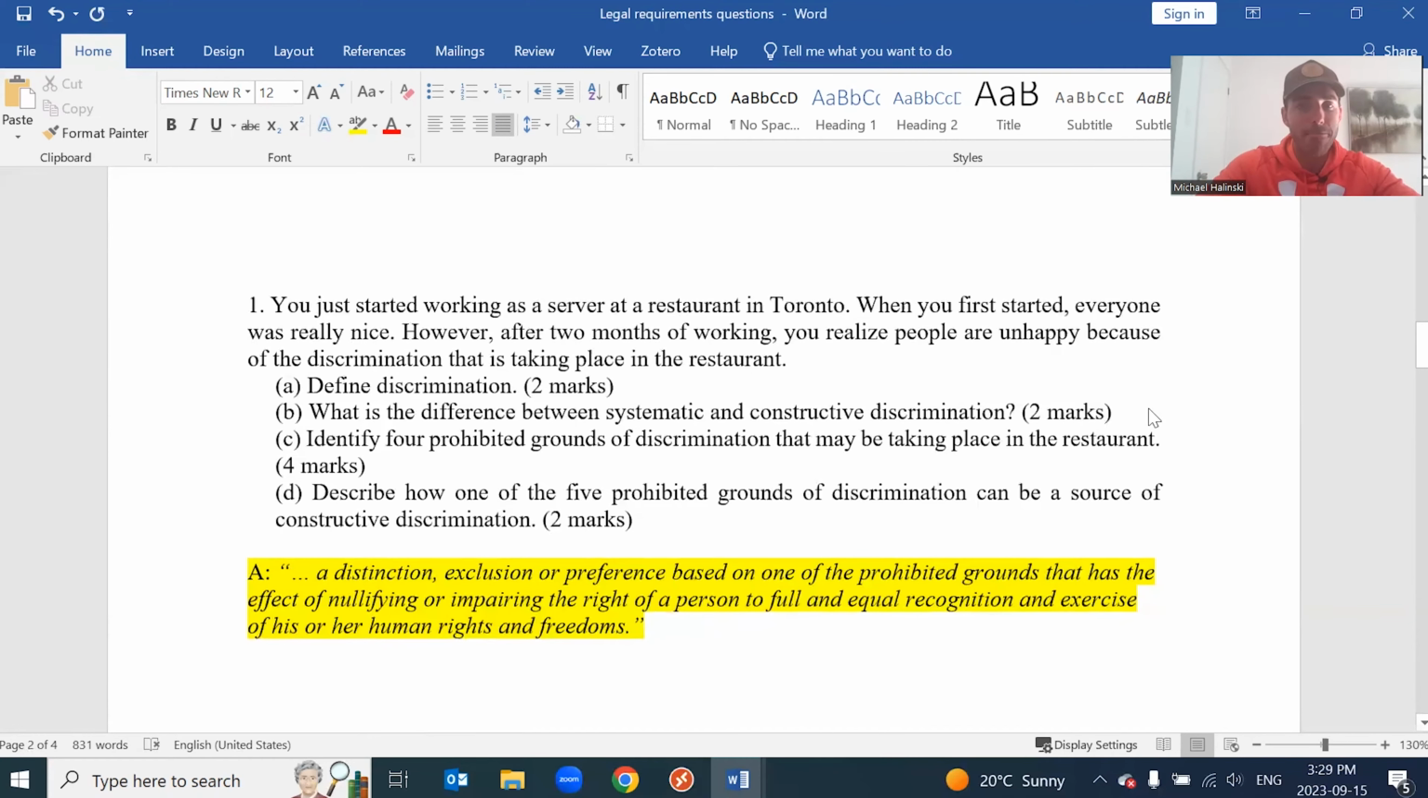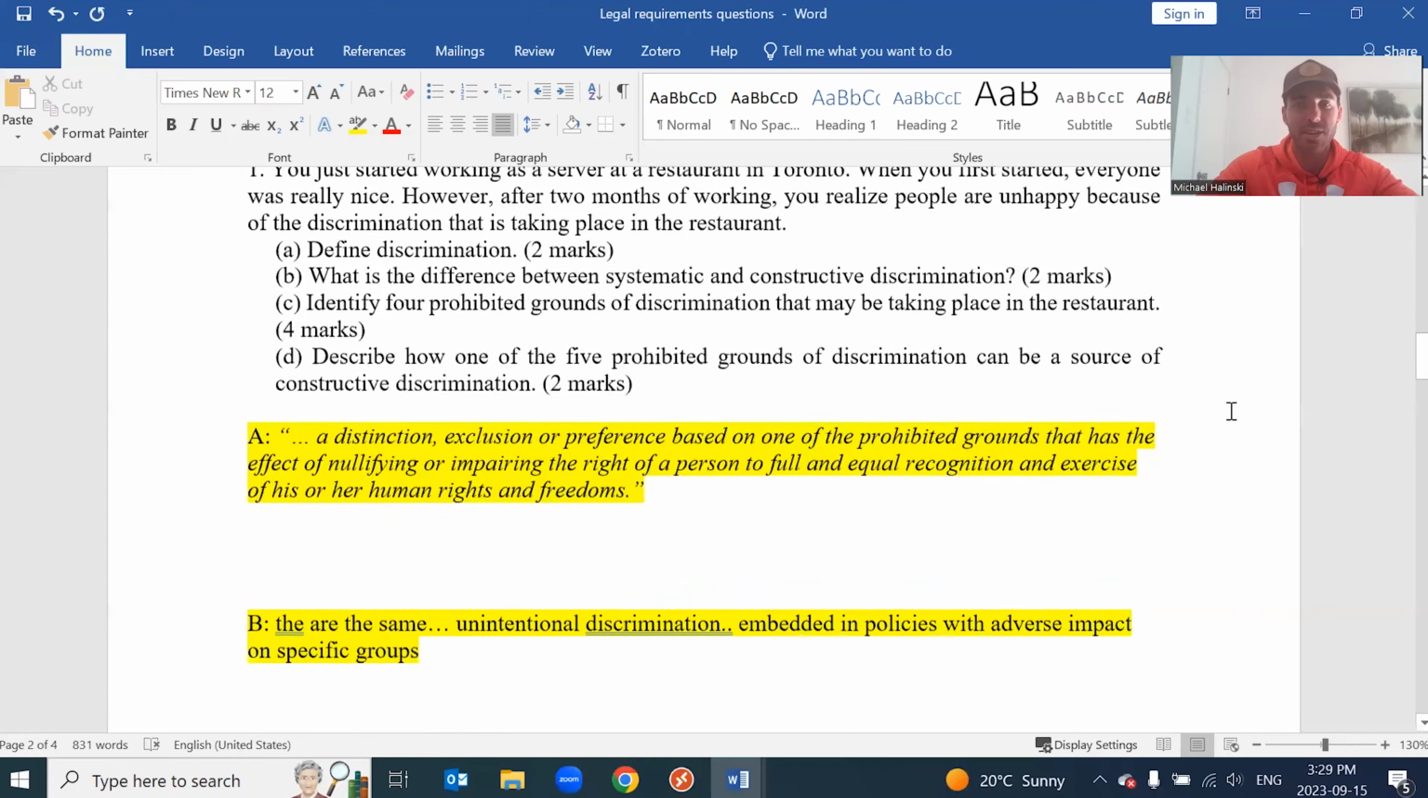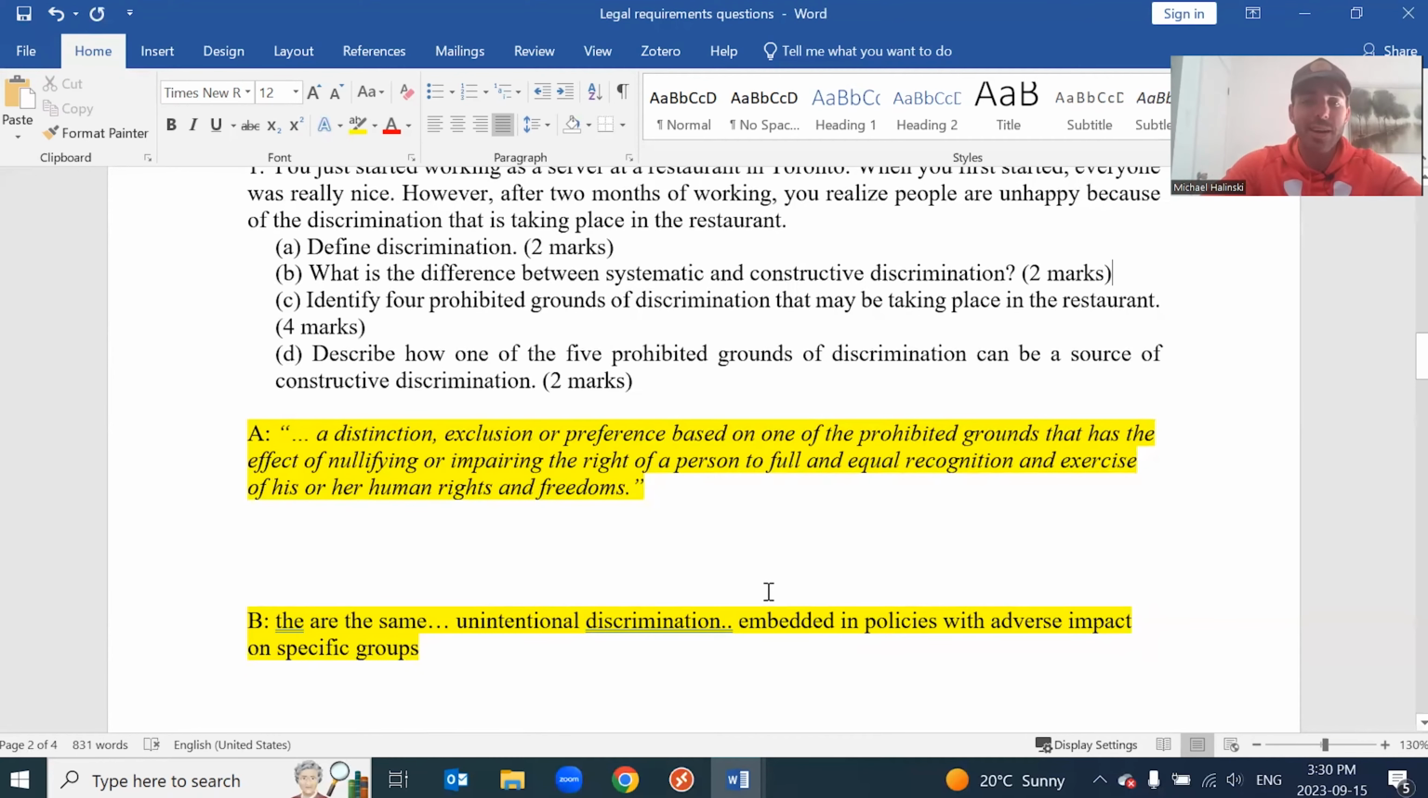Okay, so for my potentially favorite question in the world that I've ever used: what is the difference between systematic and constructive discrimination? It's actually so easy. They're the same. They're just synonymous words for describing the same thing. And if you say that, you get the full marks. Super easy trick, I know, I feel bad, but not really. They're the same. It's the whole notion of unintentional discrimination.